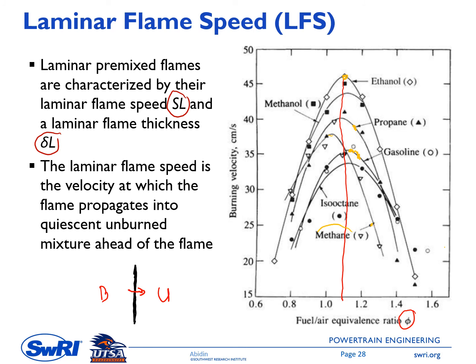As you know, methane is the main component of natural gas. And then isooctane, which is usually used as the surrogate for gasoline, is this one. So it's close to gasoline.